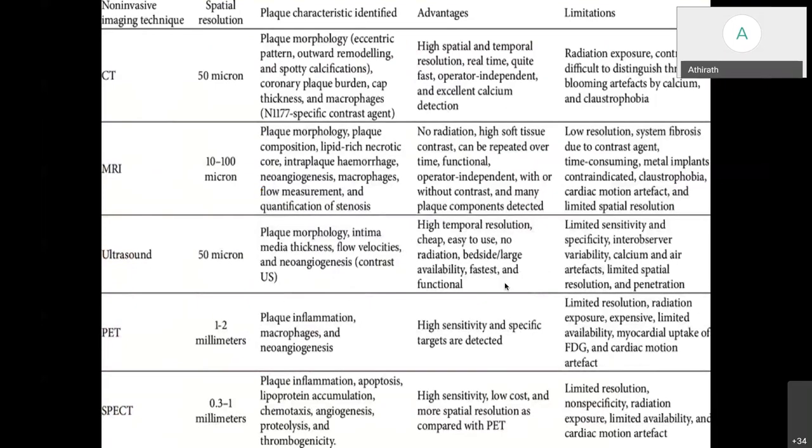This is a table of all the non-invasive imaging techniques. For PET and SPECT, we basically use fluorodeoxyglucose. A vulnerable plaque will have a high amount of inflammatory activity, so this glucose will be taken up by it, and it can be shown on the PET. But PET for plaque morphology is not routinely used.